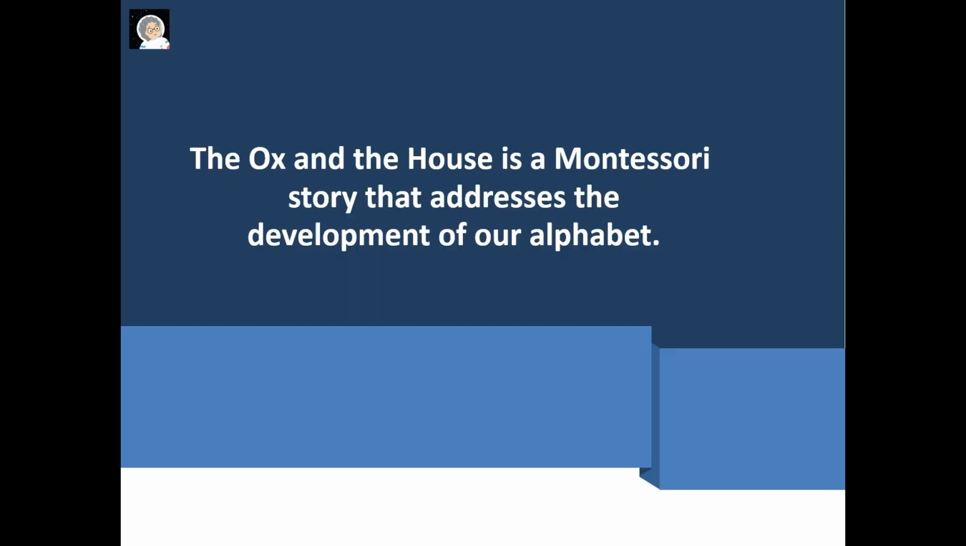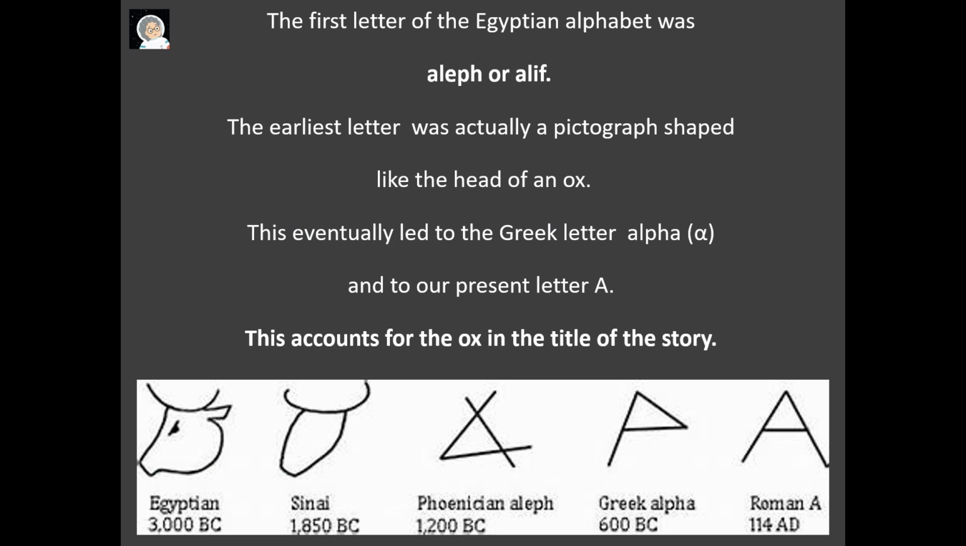The Ox and the House is a Montessori story that addresses the development of our alphabet. The first letter of the Egyptian alphabet was Aleph. The earliest letter was actually a pictograph shaped like the head of an ox. This eventually led to the Greek letter Alpha and to the present letter A. This accounts for the ox in the title of the story.